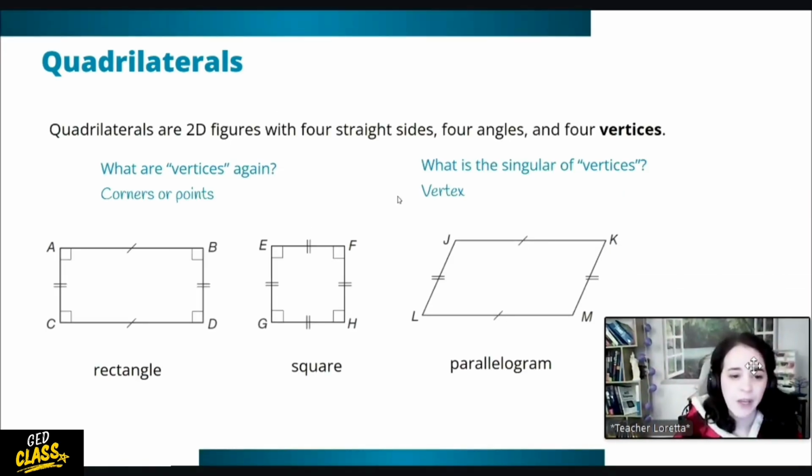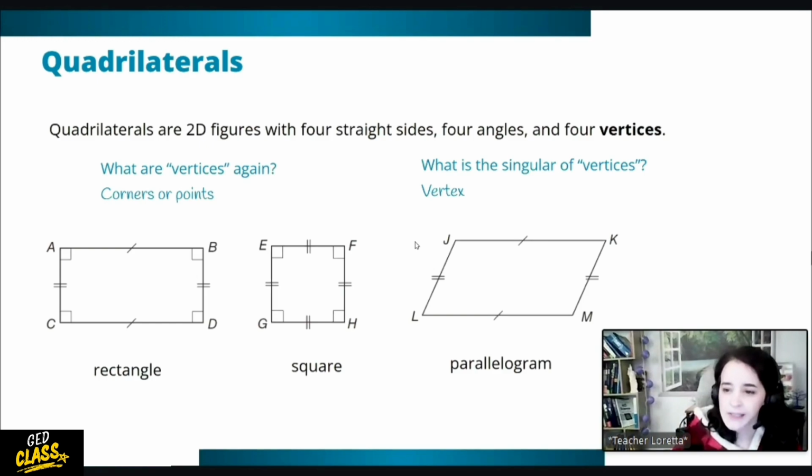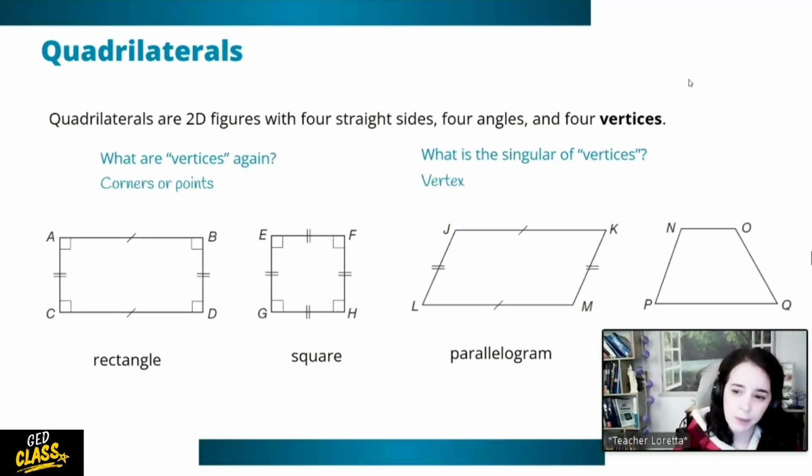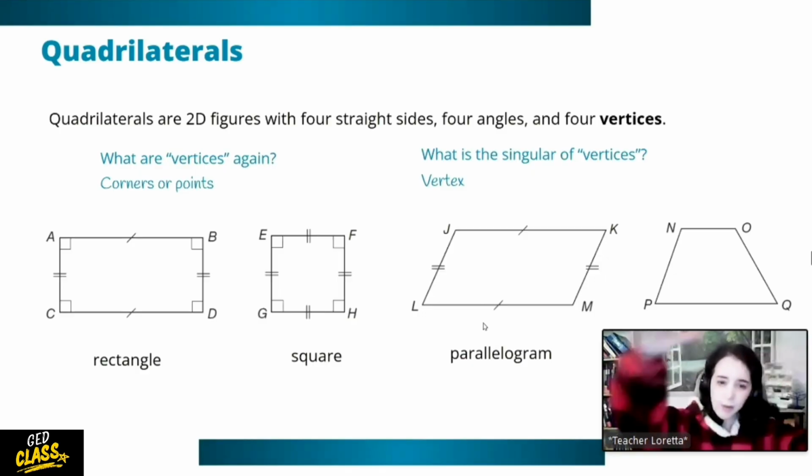So a parallelogram is kind of like a rectangle in that it has 2 pairs of equal sides, but the angles are not 90 degrees in a parallelogram. And then there's also something called a trapezoid. What makes something a trapezoid is that it has 1 pair of parallel sides. 2 sides are parallel to each other.